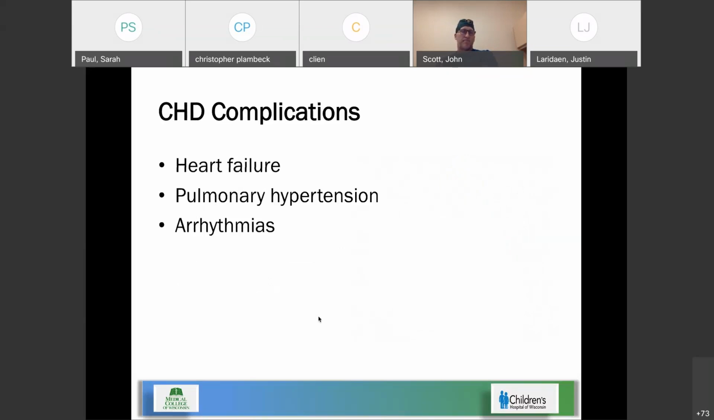After thinking about what the repair status was and what the circulatory physiology is like, it's important to understand whether the patient has complications that they've acquired from long-standing congenital heart disease. The complications we're going to talk about today are heart failure, pulmonary hypertension, and arrhythmias.